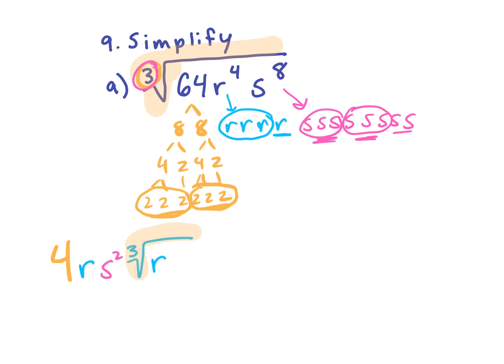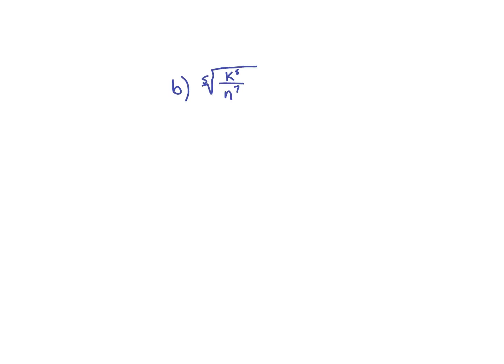S squared, because I have 2 that comes out. So S times S. How many are left on the inside? 2. So how would I write that? S squared. Perfect. So this would be our answer. All right, let's look at B.